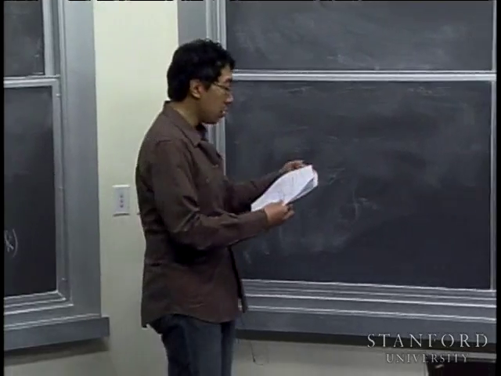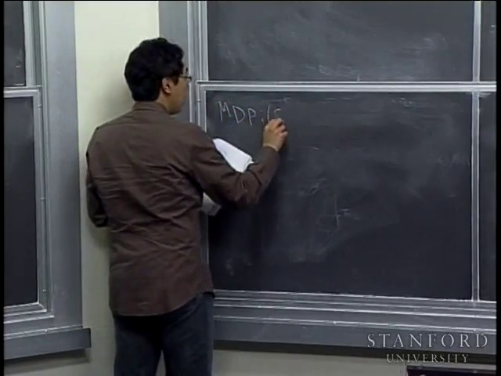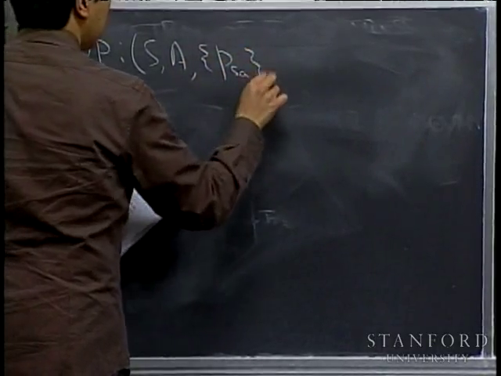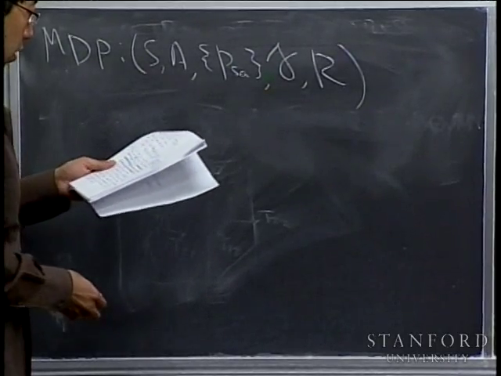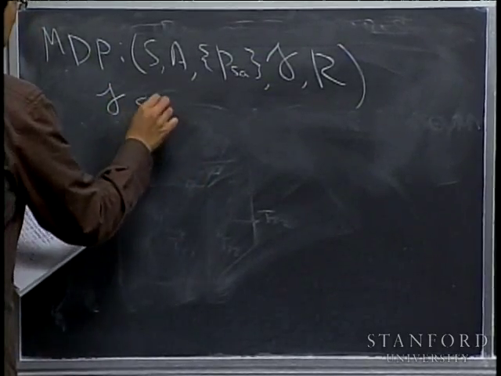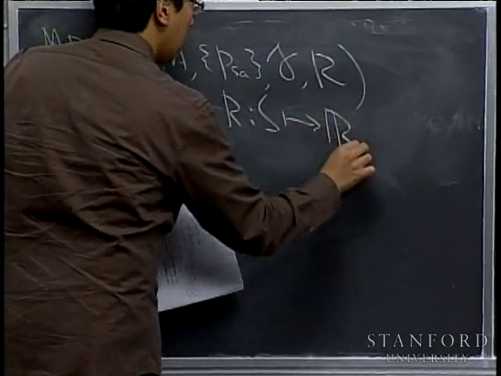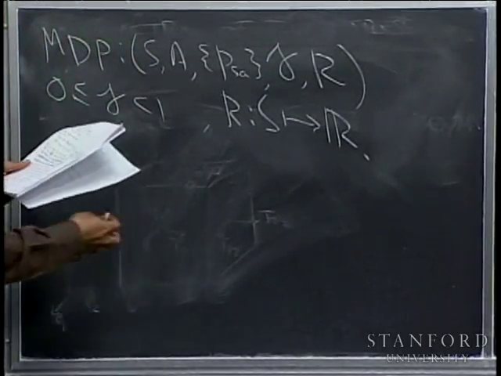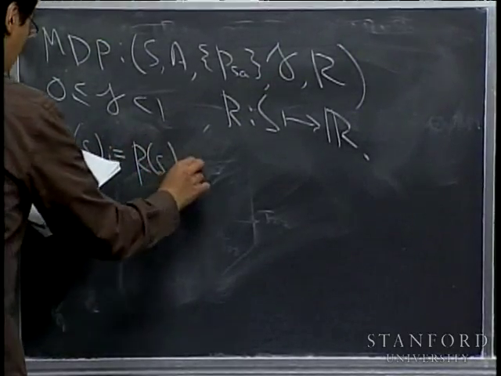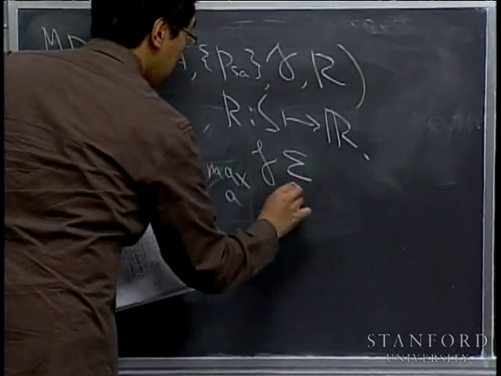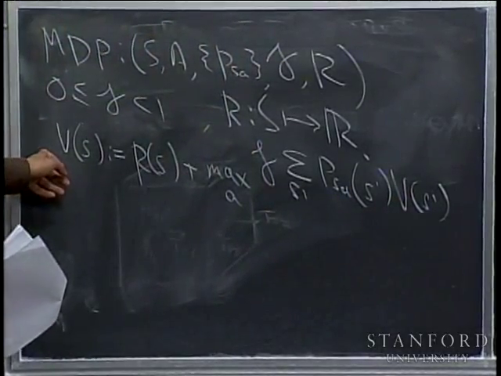So just to recap, and you've seen this definition many times now, we've been defining an MDP as this tuple: states, actions, state transition probabilities, discount factor, and reward function, where gamma, the discount factor, is a number between 0 and 1, and R, the reward function, was the function mapping from the states to the real numbers. And so we had value iteration, which would do this. Right? And so after a while, value iteration will cause V to converge to V star.